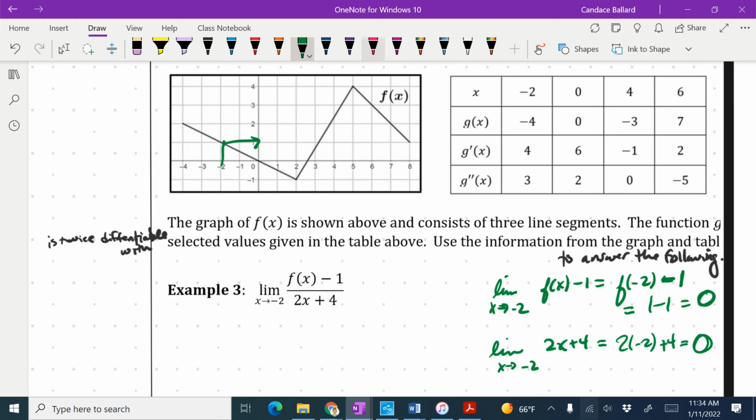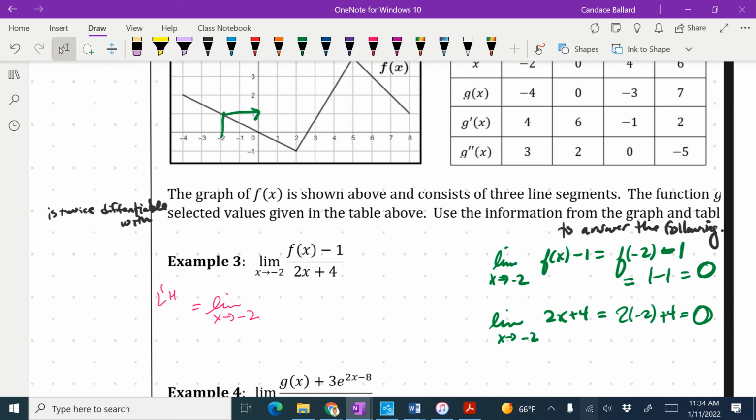Okay. So I'm going to do my little notation for L'Hopital over here. L'Hopital equals the limit as x approaches -2. We are going to take the derivative of our numerator and denominator separately. Please be careful because you don't want to mix this up with quotient rule. When you do a quotient rule, you still have to do the quotient rule. You can't just do derivative top, derivative bottom. That only is L'Hopital's rule.